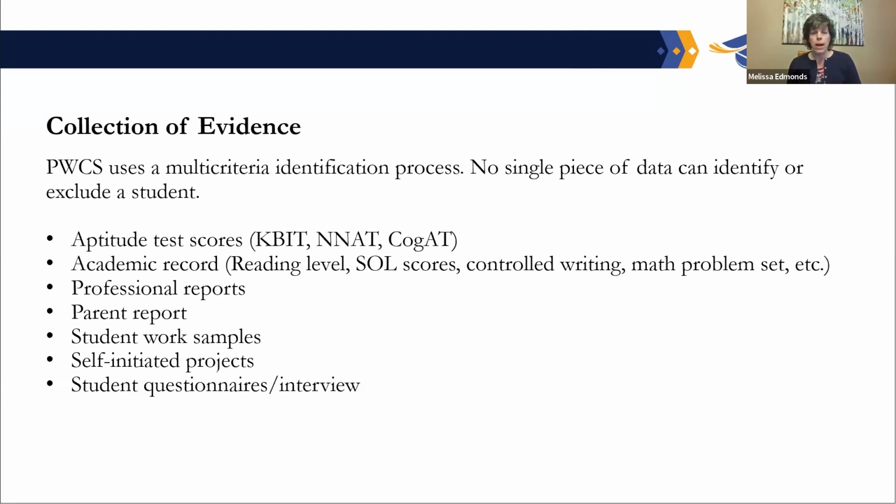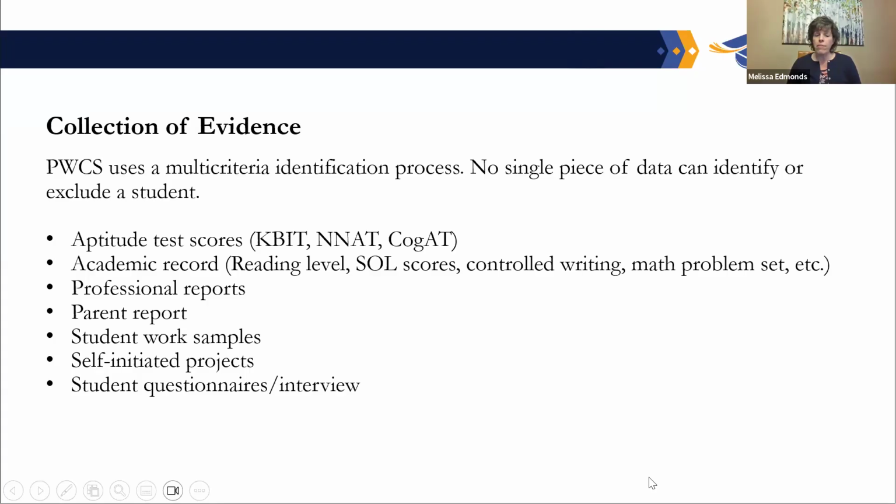So the multi-criteria process involves all of the areas you see here. I'll just give you a brief overview. First, we collect aptitude test scores from each student. Those are given at the school by trained professionals. We collect information about a student's grades, their reading levels, how they've done on their SOLs if they're an older student, those sorts of academic record information pieces. Every teacher writes a classroom report about the student, telling us what they see in class, how the student compares to their peers, what kind of thinking they see.